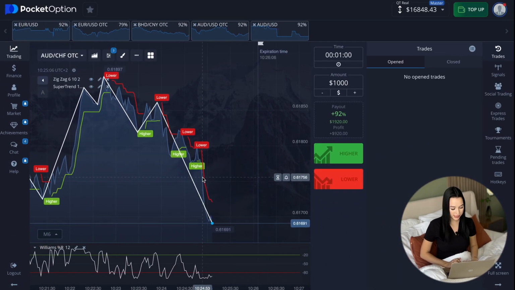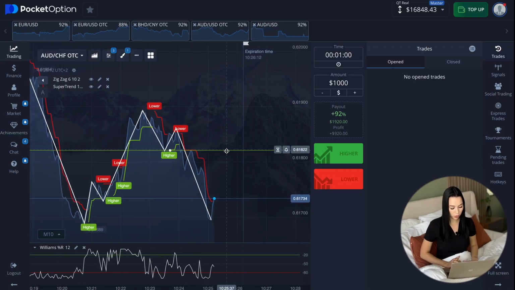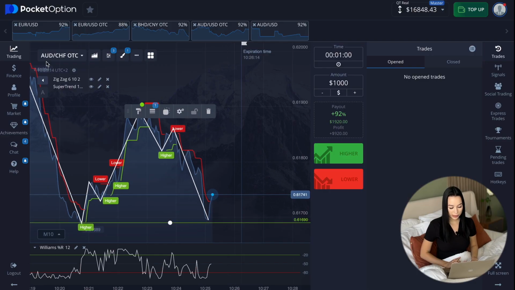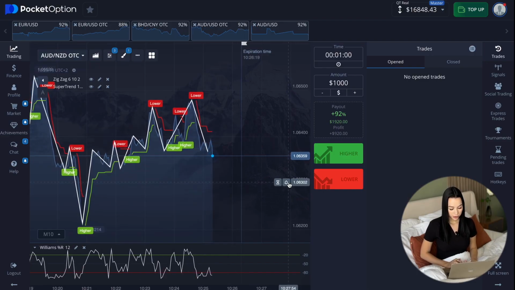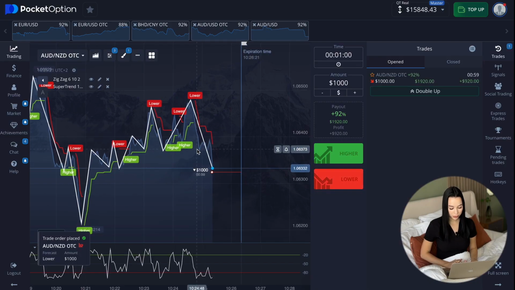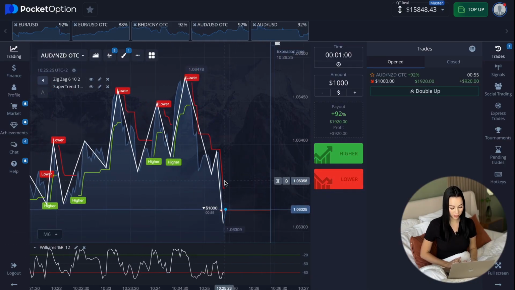So yeah guys, at this chart we can see that it's already achieved the support level and it will probably not go lower, so we will just change the chart. Let's look at this one. We need to open a trade really quick, so I open here a trade for $1,000 down for 1 minute as well.